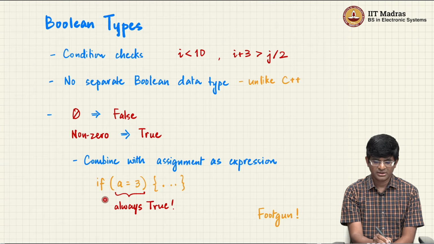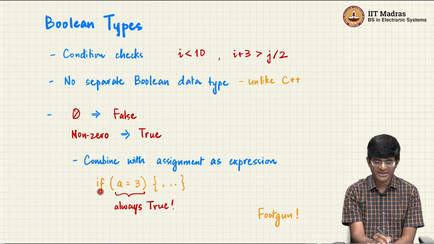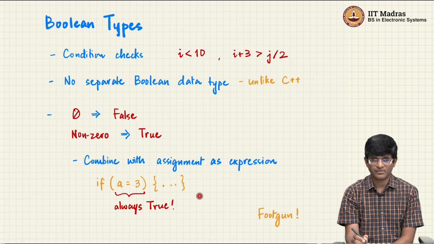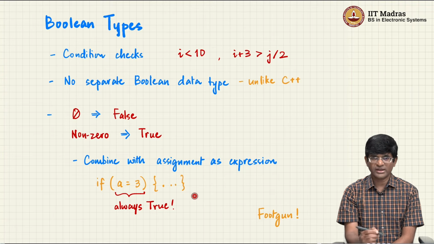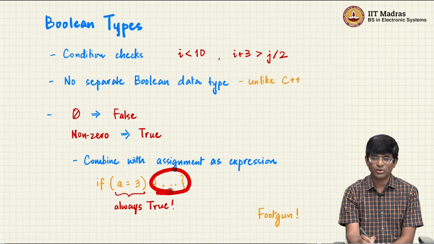In particular, look at this statement. If you are not familiar with what an if statement is in C, we will get back to it later when we talk about control flow, but logically you can imagine what this is trying to do. It says if a is equal to 3, do something. When I look at code like this, the first thing I assume is that I have a variable a, I am checking whether its value is equal to 3, and based on that I will decide what to do. But that is not what is going to happen with this piece of code.